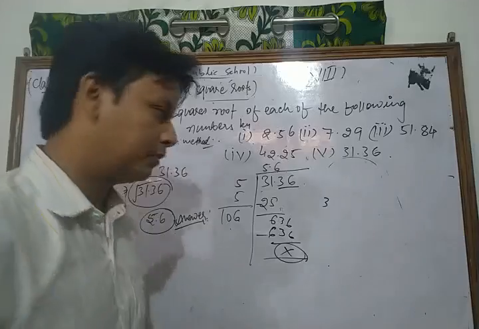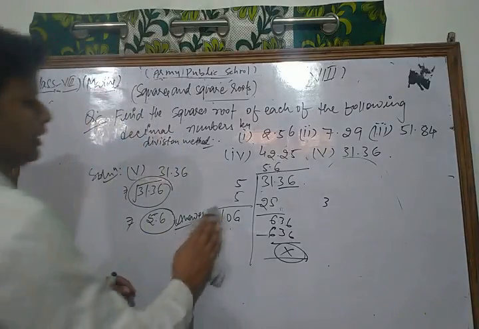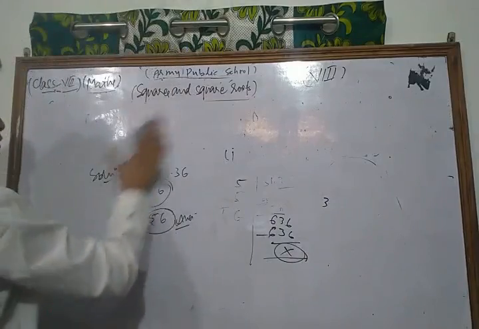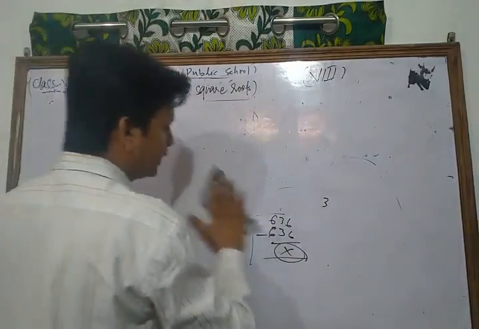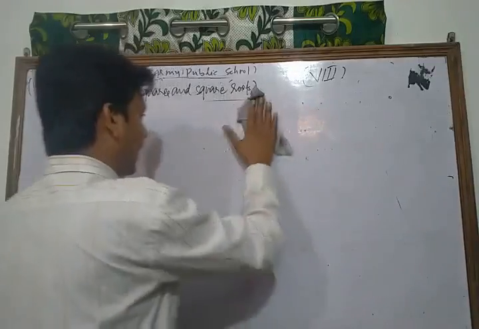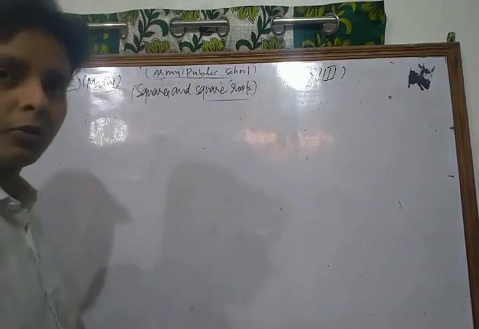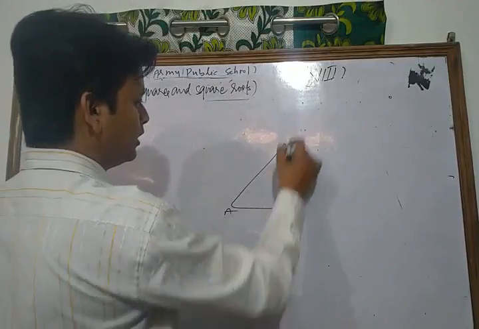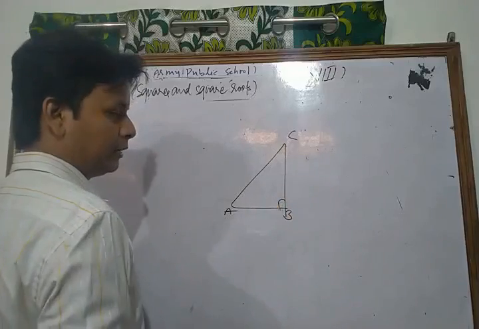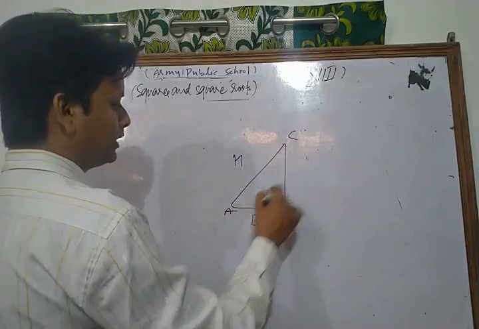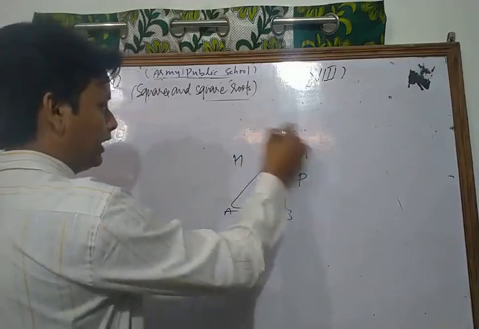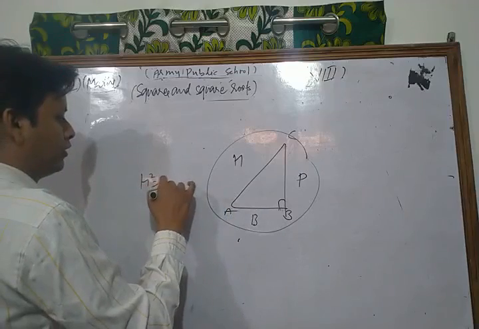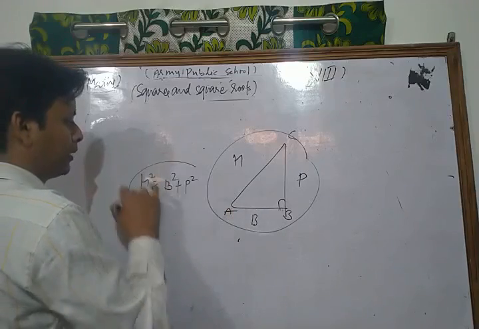Okay. And one of the most important things in your chapter on square roots is that some questions are based on the Pythagoras property. And you know what the concept of the Pythagoras property is, dear friends. In any right angle triangle ABC, which is right angled at B, this is your hypotenuse, this is your base, and this is your perpendicular. And the square of the hypotenuse is equal to the sum of the squares of the base and perpendicular.